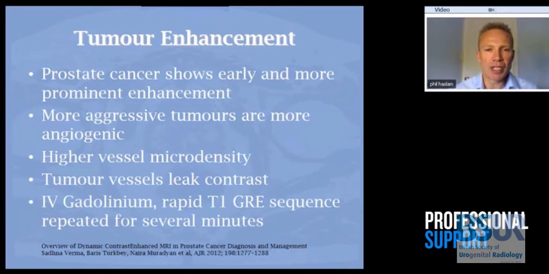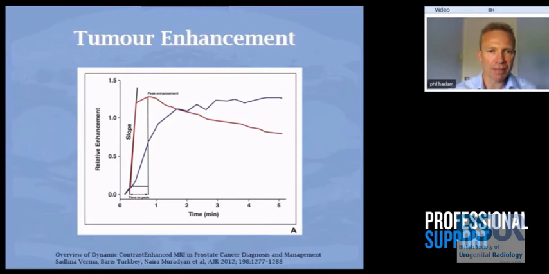So the way we do this is we give IV gadolinium, we do a rapid T1 weighted gradient echo sequence, and we keep repeating that sequence over several minutes, possibly out to about 2 minutes or even longer. Now there was a vogue for measuring all the way out to about 4 or 5 minutes and measuring the washout, but I think the evidence for that is certainly far from clear.